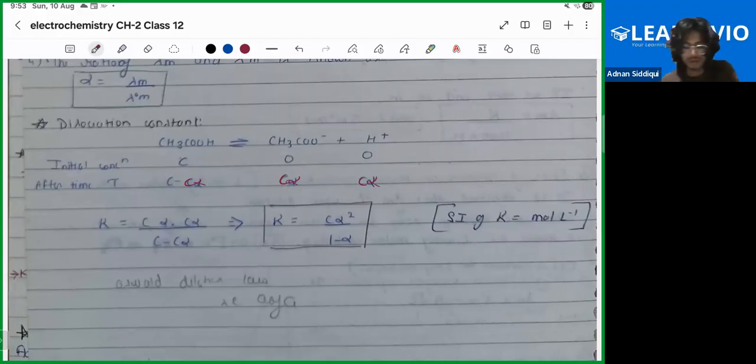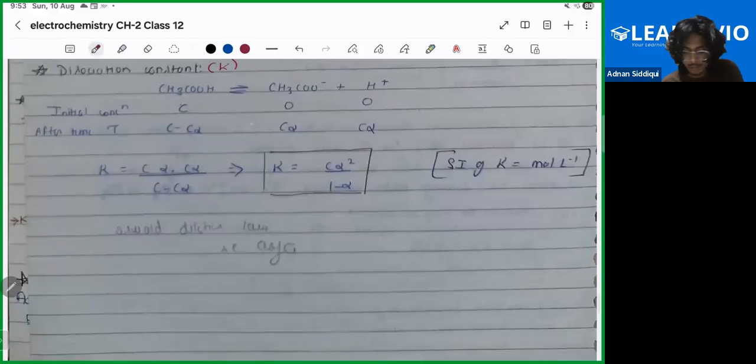Now, what is your dissociation constant? It is represented by K, and it is nothing but your product concentration divided by reactant concentration. So in product, what do you have? C alpha, C alpha. In your reactant, you have C minus C alpha. So after solving this, you will get this formula, which is called the dissociation constant formula.